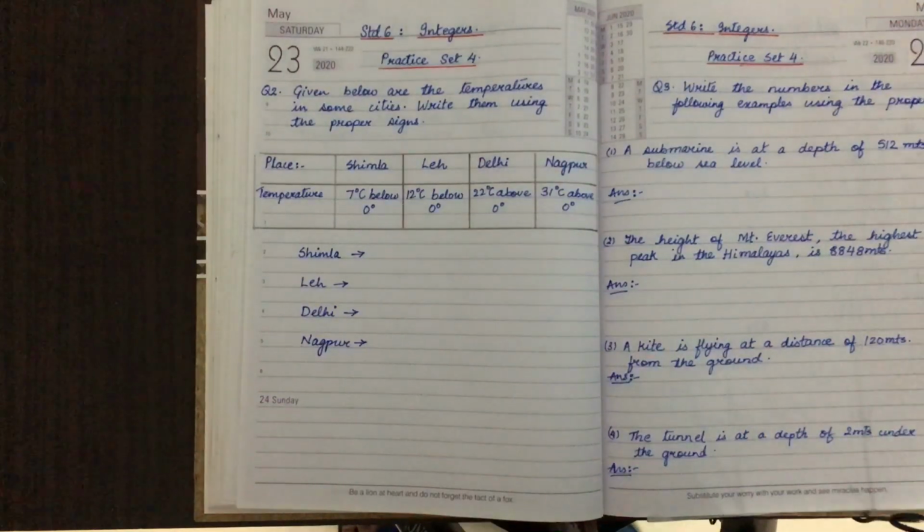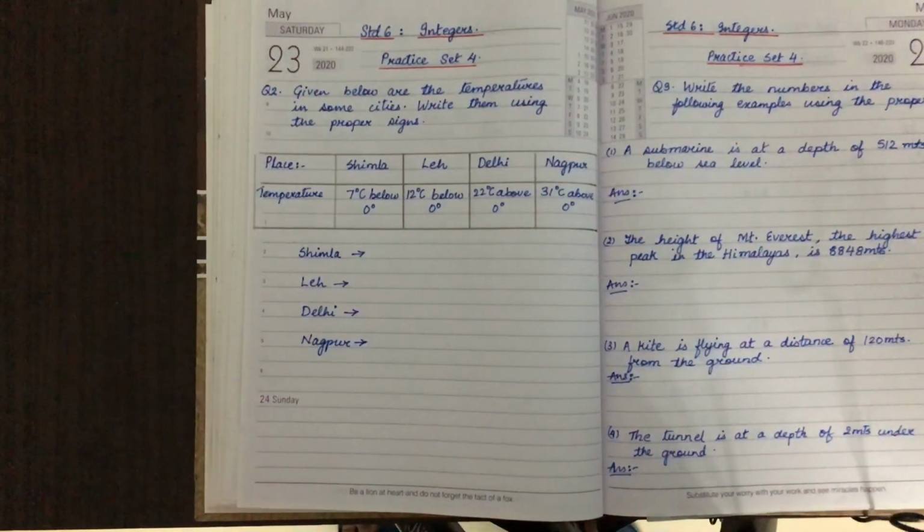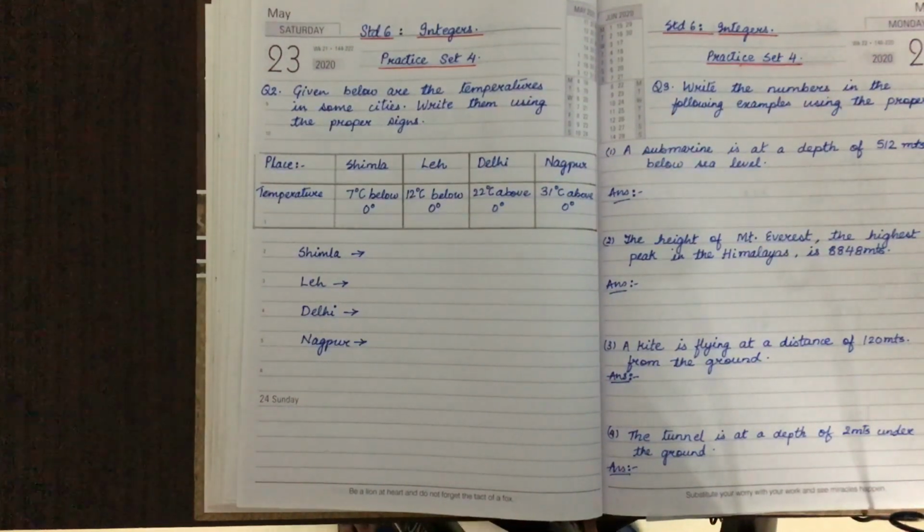In the last class we already saw what positive numbers are, what negative numbers are, and what a neutral number is. There is only one neutral number, which is 0. Now we will look at our next practice set. Practice set 4. Question number 1 is what you have already completed. Now we will look at question number 2.